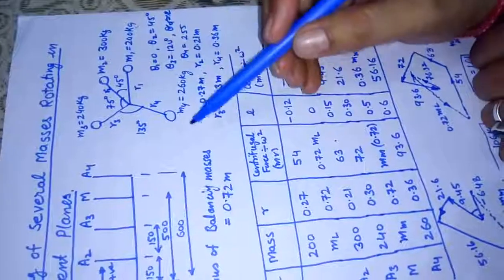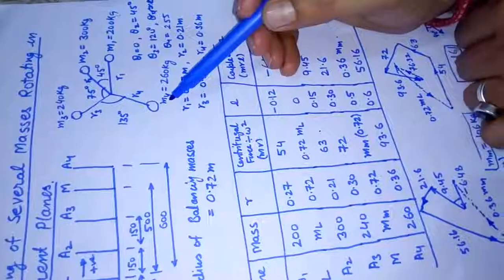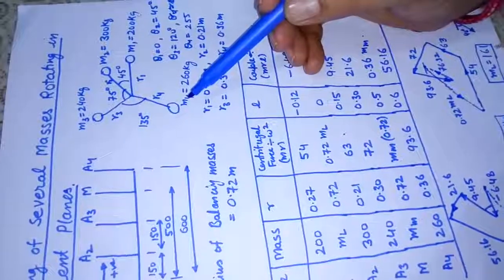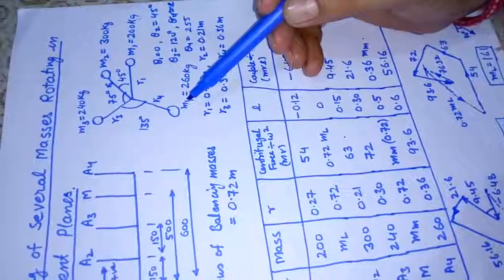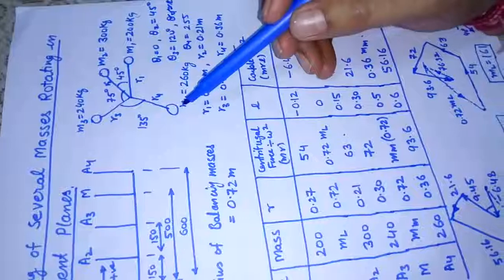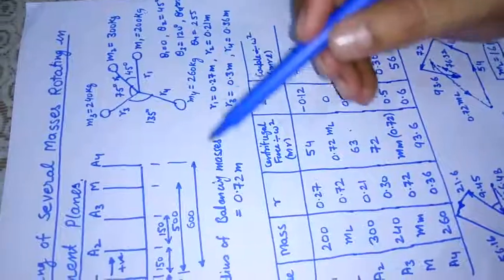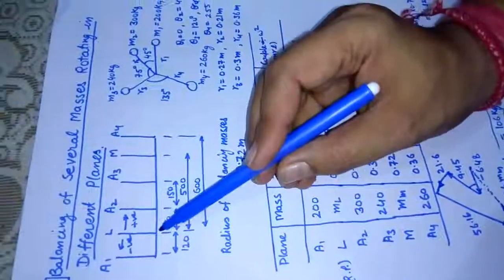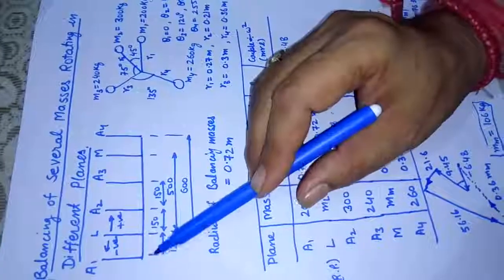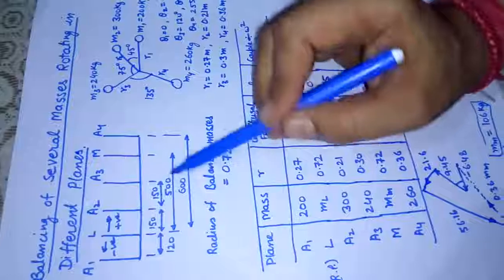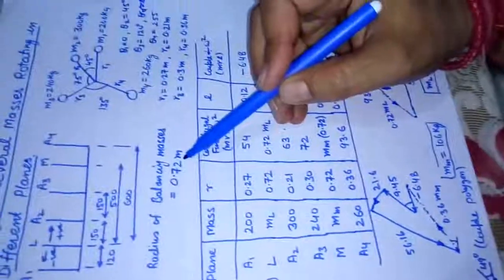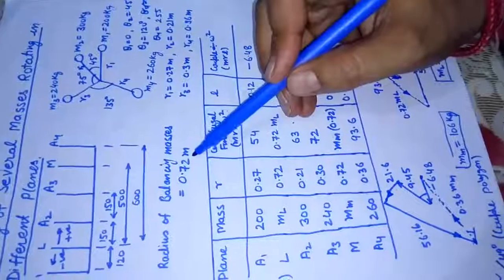Now we know that when we are supposed to balance the masses in different planes, we cannot balance them by a single plane. We have to implement two masses in two different planes. The location of these planes and their radial distances are already given in the problem. So the planes are at L and M. Their distance from the first plane A1 is mentioned here, and the radius of the balancing masses, that is the radial distance, is also given.